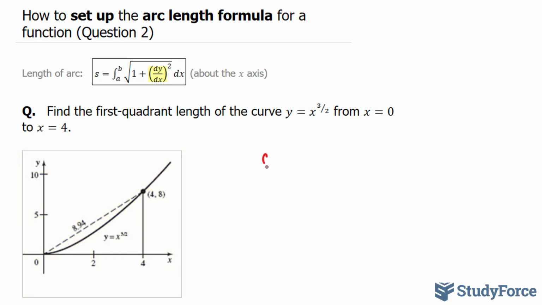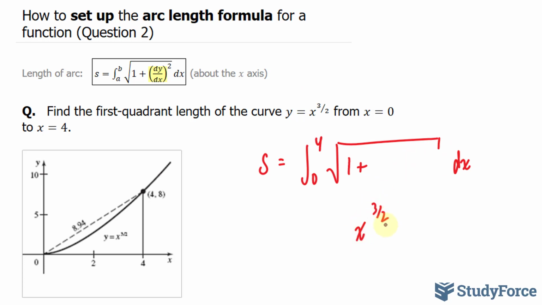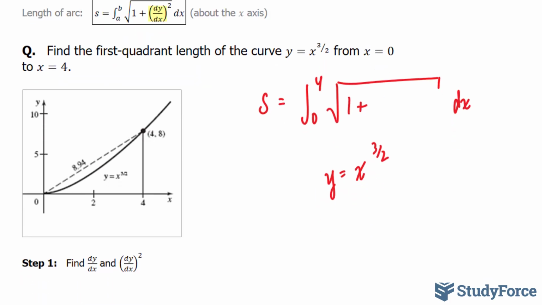S, which represents the length, is equal to the integral between our lower and upper bound, 0 and 4. For the integrand, the square root of 1 plus the derivative of our function to the power of 2 dx. So I'll leave this part blank and I'm going to work on the derivative. The derivative of x to the power of 3 over 2, I'll call this y, is the following. And we'll do this implicitly. Y becomes dy over dx.